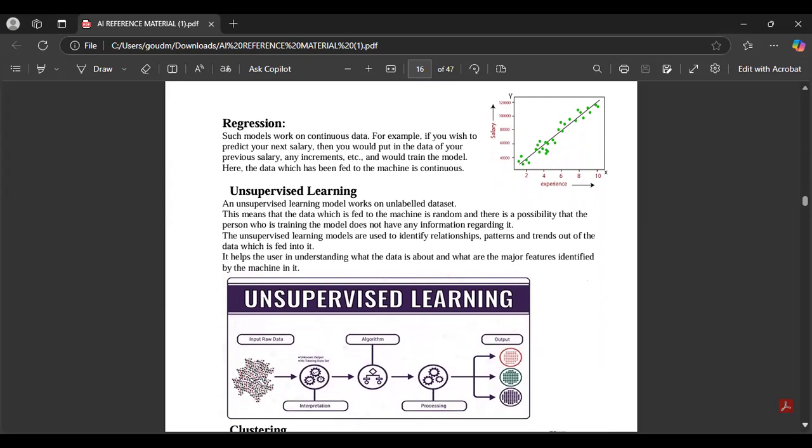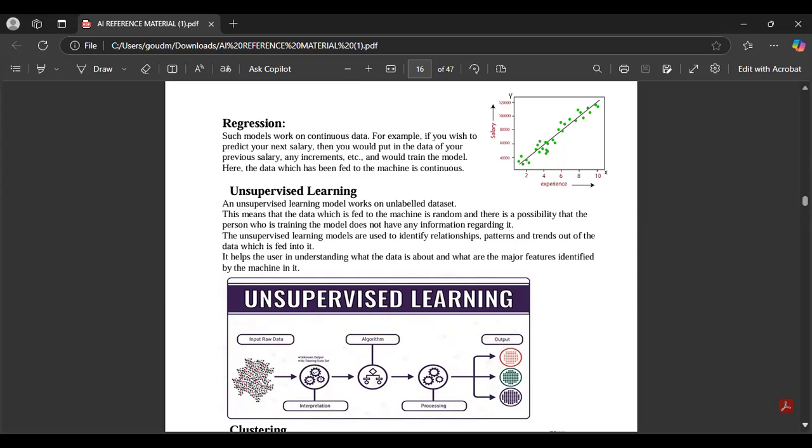Next is unsupervised learning. An unsupervised learning model works on an unlabeled data set. Here we will not give the data by defining the labels. The data fed to the machine is random, and there is a possibility that the person training the model does not have any information regarding it. Unsupervised learning models are used to identify patterns, relationships, and trends out of the data which is fed into it.